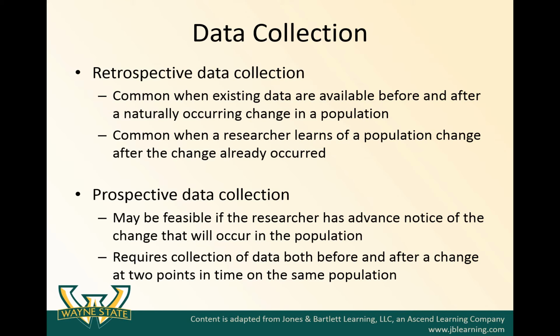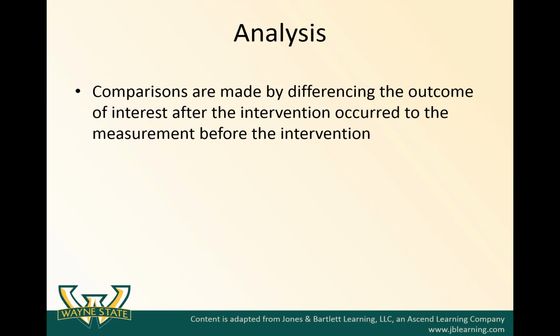However, prospective data collection is feasible if a researcher has advance notice of the change that will occur in a population. And it requires collection of data both before and after a change at two points in time on the same population. So while you might be able to capture all the information that you're interested in a more controlled way, it can take longer to collect prospective data. Comparisons are made by differencing the outcome of interest after the intervention occurred from the measurement before the intervention.